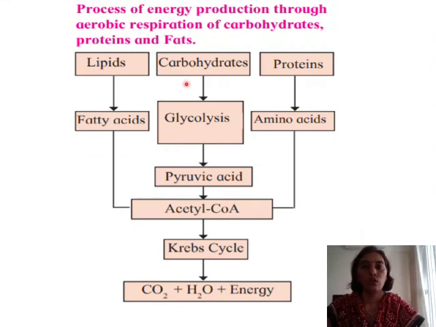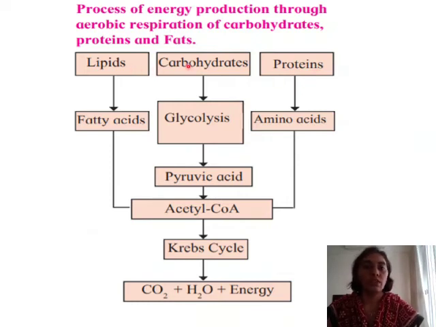Now here is a flow chart that is given in your textbook, and it depicts the process of energy production through aerobic respiration of carbohydrates, proteins and fats. So we will have a look at this. Here you have the 3 energy giving nutrients: lipids, carbohydrates and proteins.